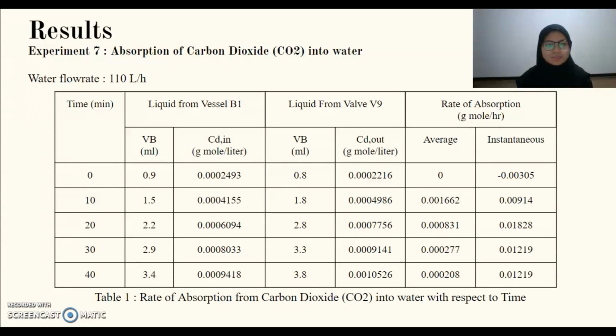So today I'm going to explain the results for experiments 7 and 8, in which experiment 7 is the absorption of carbon dioxide into water with a water flow rate of 110 liters per hour. Based on table 1, we can calculate the rate of absorption of carbon dioxide into water with respect to time. Basically, the liquid from vessel B1 is the sample before, and the liquid from valve B9 is the sample after. After doing some calculation, we can find the rate of absorption.